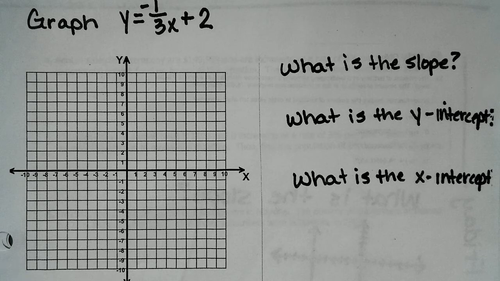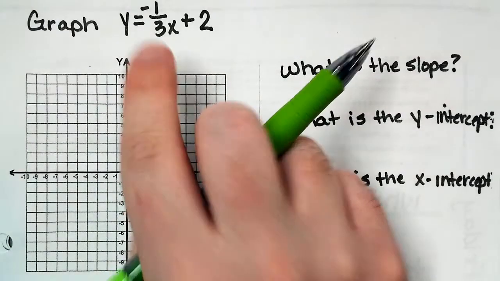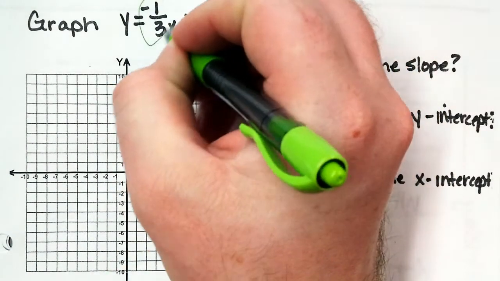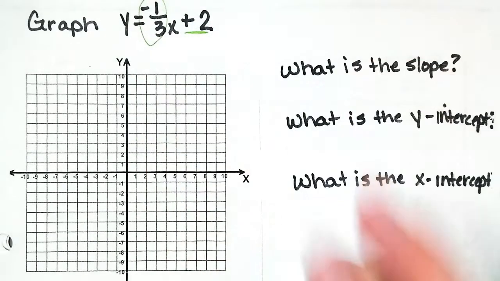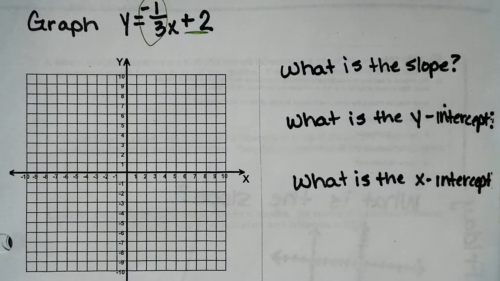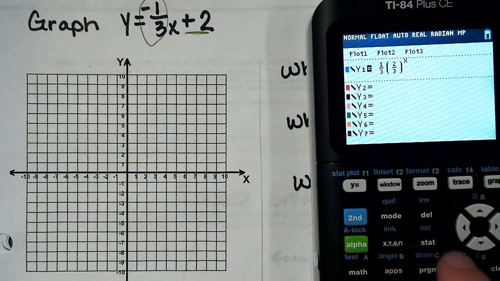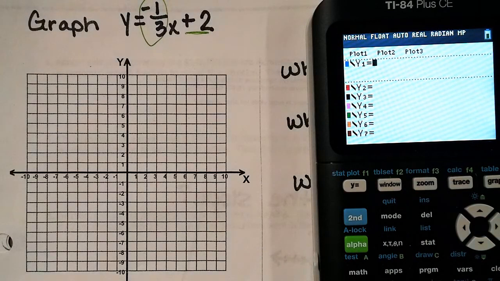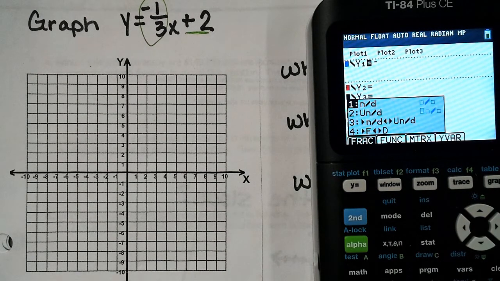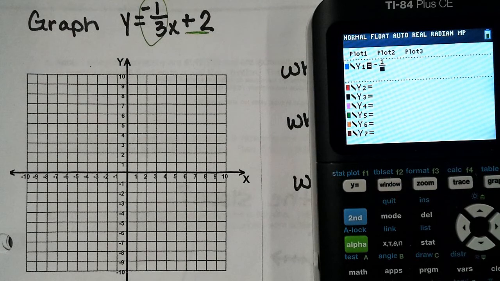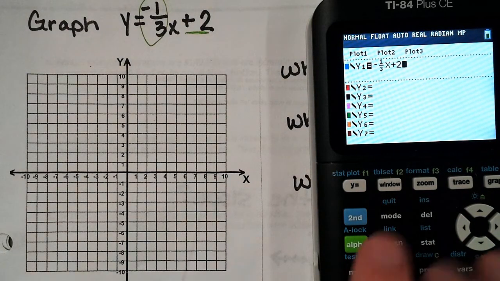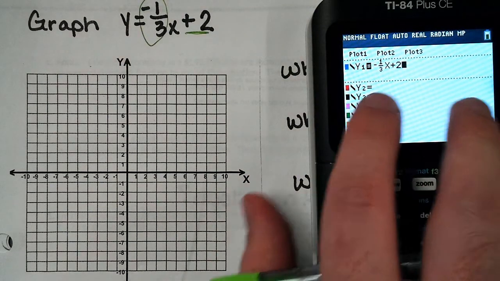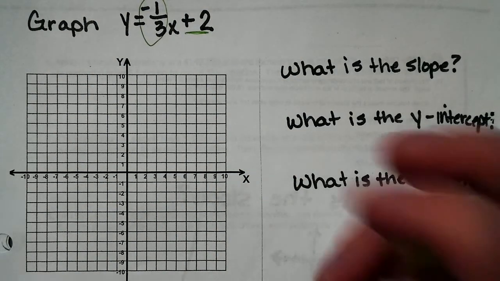All right, so we know this is in slope-intercept form, so here's my slope. This is my y-intercept. Now, if you're still confused on graphs, since it is in y equals, you could go to y equals and you can type it in. So negative 1/3 times x plus 2. Now I'm going to use that as backup. I'm going to graph it by hand and then show you in the calculator just to back it up.